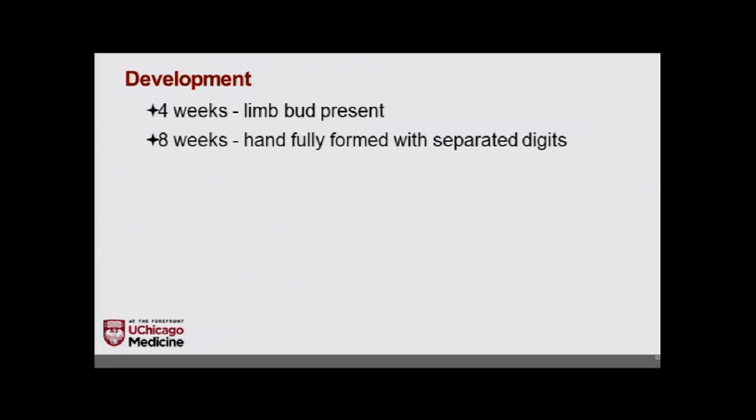Other things in terms of development: at 4 weeks, that's when your limb bud is present. At 4 weeks, there's already a growing limb bud. At 8 weeks, your hand has fully formed and has separated digits. All of that takes place in a very short period of time, around 8 weeks, and this is a key portion for most of fetal development. Your kidneys and everything else are forming at the same time. That's why if a kid has a severe hand deformity, you may want to look to see if they have other congenital deformities, because everything's happening at the same time.